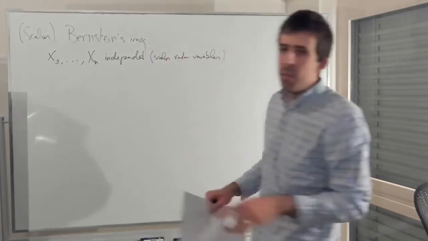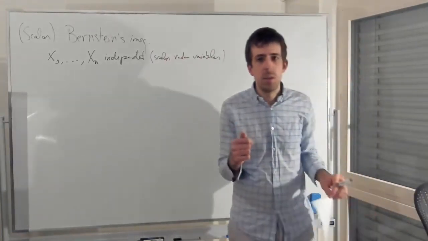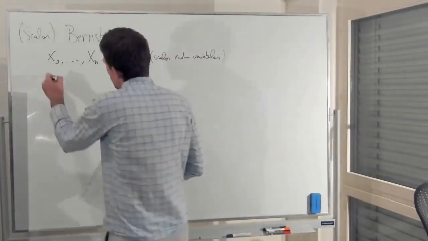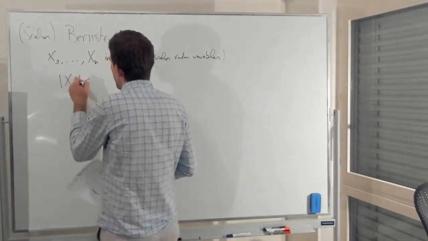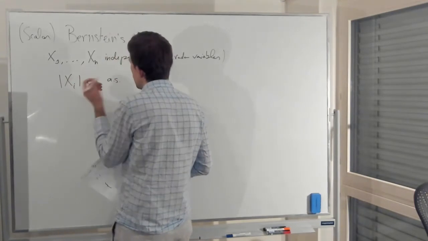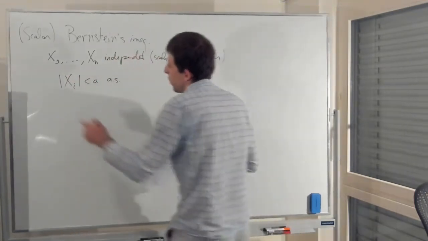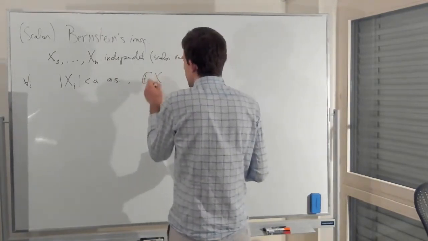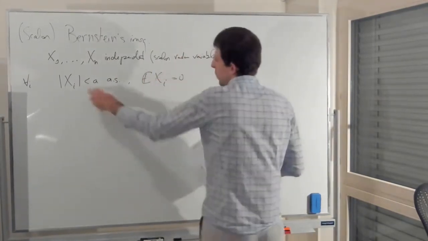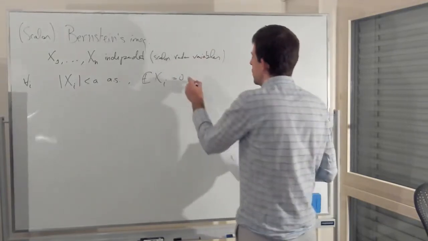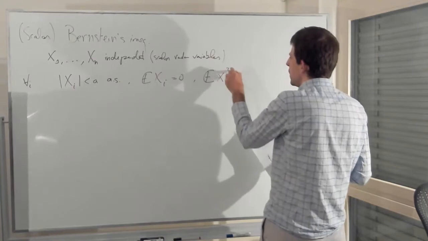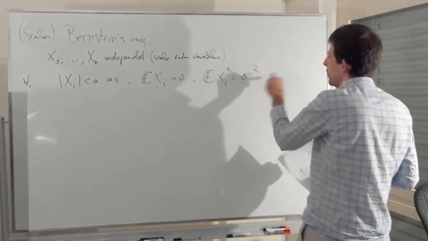The conditions we had on them were that they were centered, we had a control on their variance, and we had that they were bounded. So we'll say that xi is bounded by a almost surely, so with probability 1 it is smaller than a for all i. We'll also say the expected value of xi is 0. So they're bounded, they're centered, and we put their variance as being sigma squared.